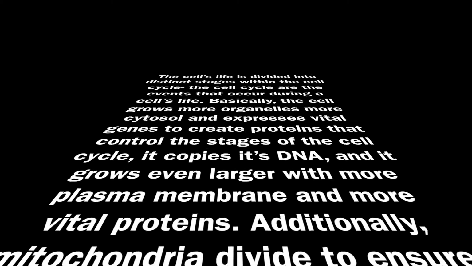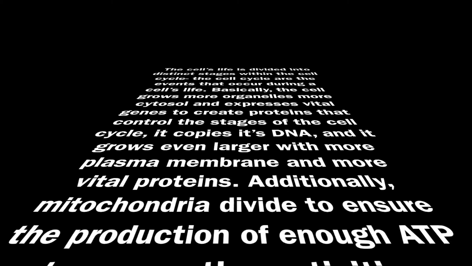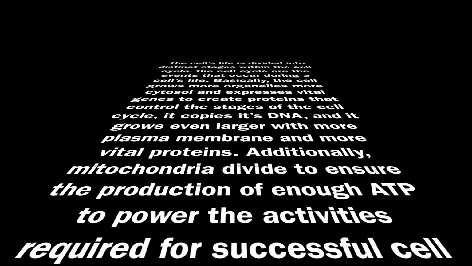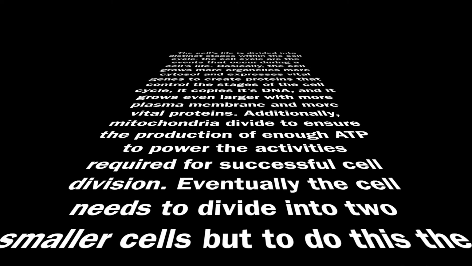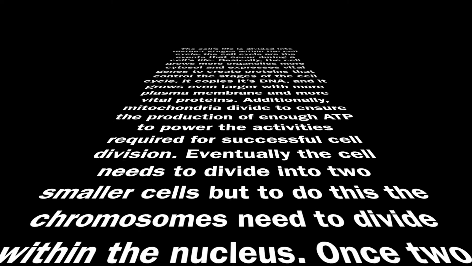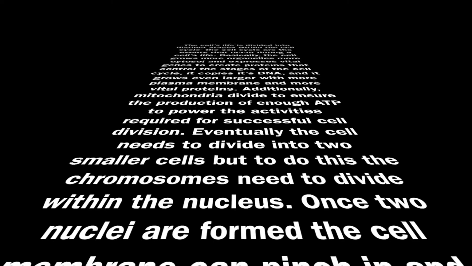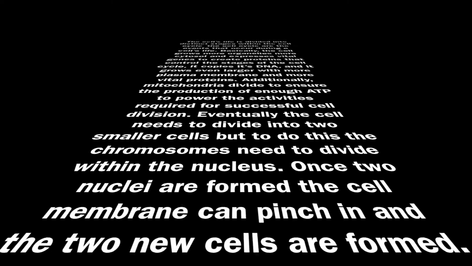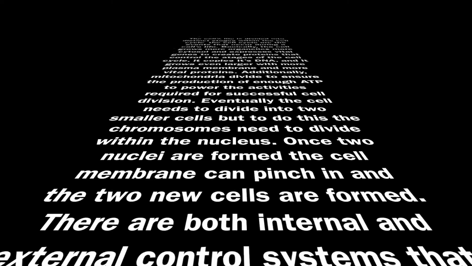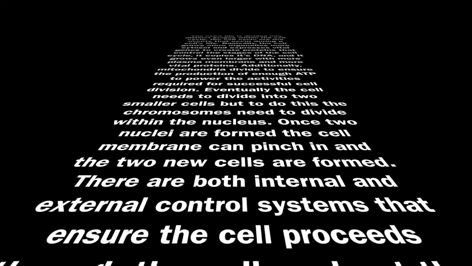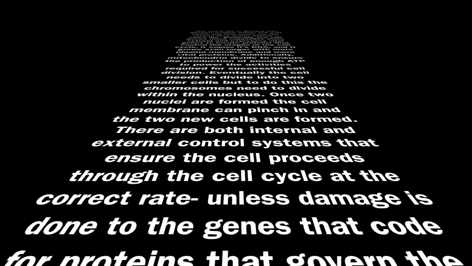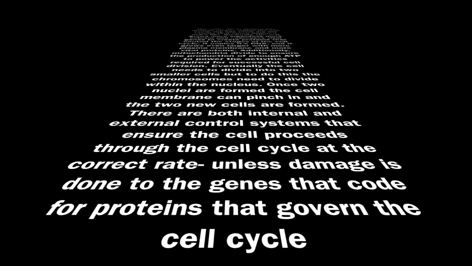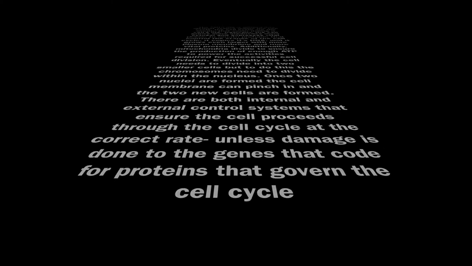Additionally, mitochondria divide to ensure the production of ATP to power the activities required for successful cell division. Eventually, the cell needs to divide into smaller cells, but to do so, the chromosomes need to divide within the nucleus. Once two nuclei are formed, the cell membranes can pinch in and two new cells are formed. There are both internal and external control systems that ensure that cells proceed through the cell cycle at the correct rate, and that less damage is done to the genes that code for proteins that govern the cell cycle.